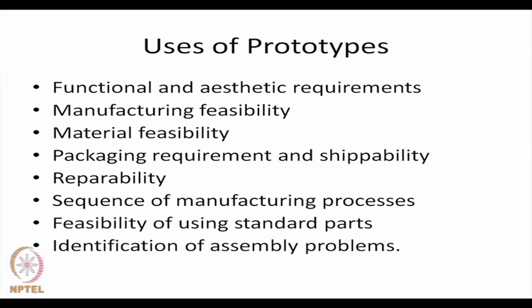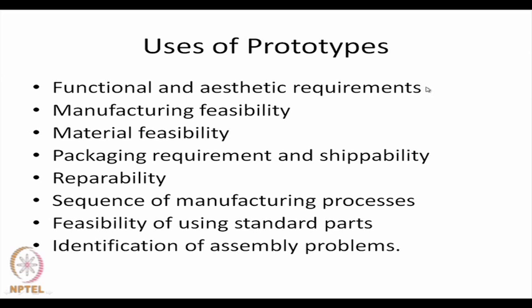Now, when the company makes a prototype, it looks for various things, not only functional and aesthetic features, which are the most essential features of a prototype, but also the feasibility with regard to manufacturing, material, packaging and portability, repairability, sequence of the manufacturing process, and feasibility of interchangeability of parts. It also helps in identifying assembly-related problems. Prototyping is extremely important, because here you can identify most of your future problems, and if you can solve them, it will help you in the future as well.